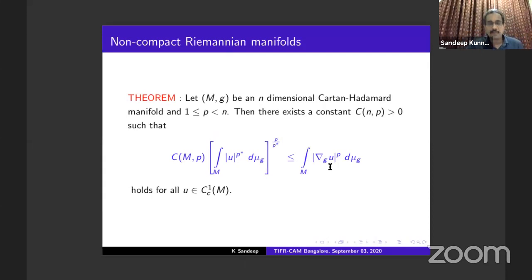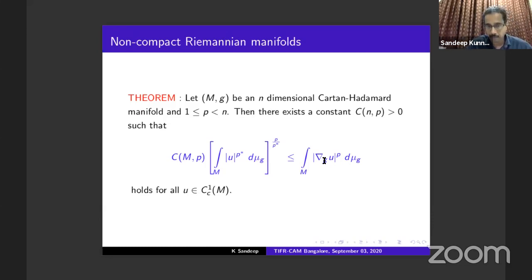First and foremost, we have the Sobolev type inequalities on Cartan-Hadamard manifolds. So let (M,g) be an n-dimensional Cartan-Hadamard manifold and 1 ≤ p < n, then you have this Sobolev inequality. This is the corresponding inequality that I stated in the beginning in the Euclidean case. The same thing is true even in the Hadamard manifold.